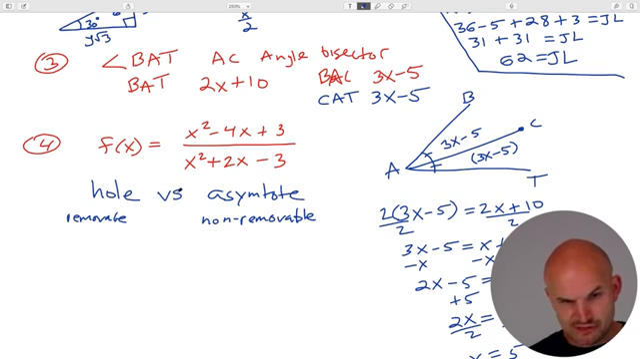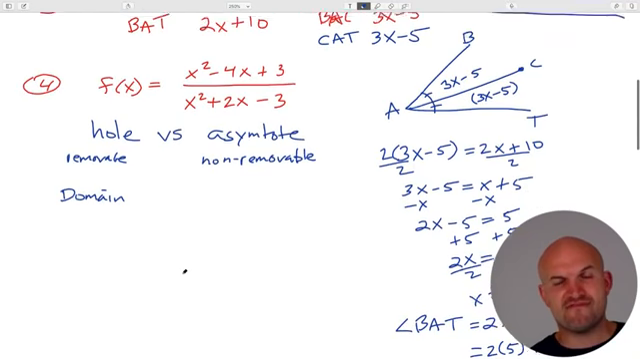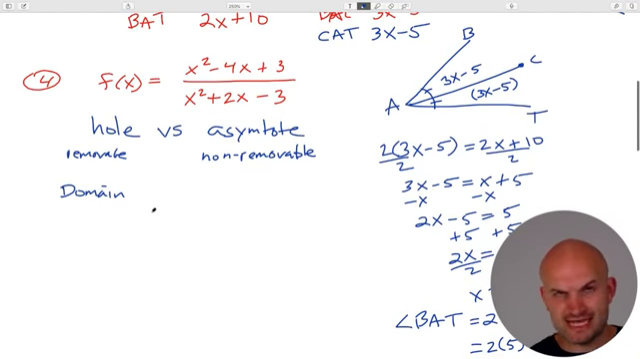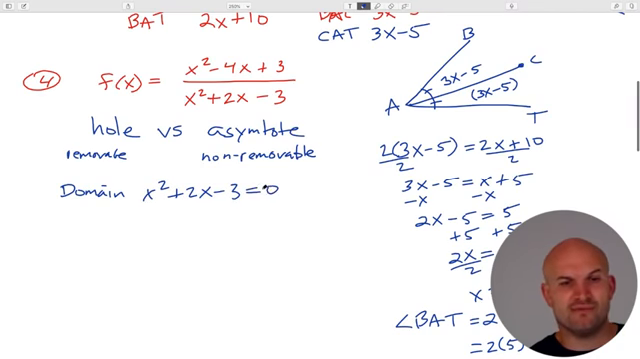So this is a rational function. When identifying the domain of a rational function, we set the denominator equal to 0. I'm going to find the domain real quick. This is not part of the question, but I found it easier for people to understand this type of question by understanding the domain first. It's not necessary, but it's helpful.